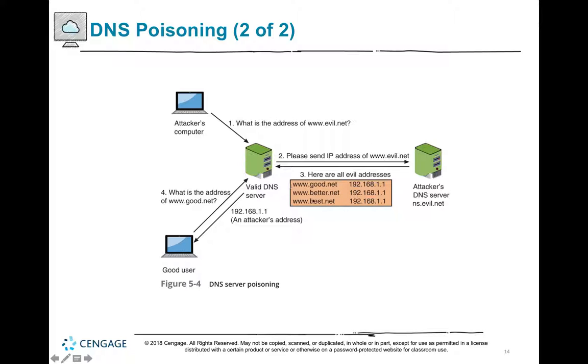So now you have these records in the valid DNS server that point to the attacker's computer. And then when the good user comes around and says, I want to visit www.good.net, it gets an IP address that does not belong to good.net. It belongs to the attacker's computer.